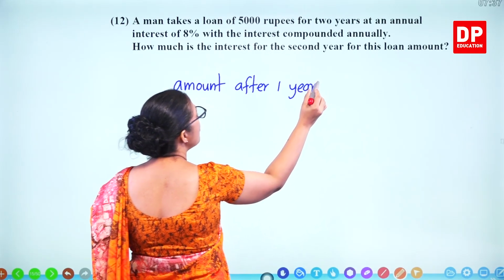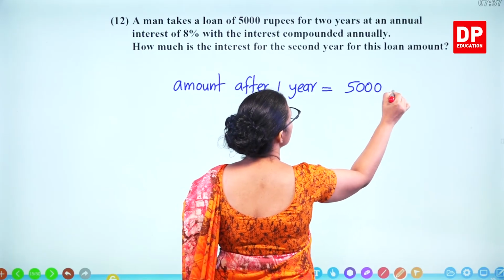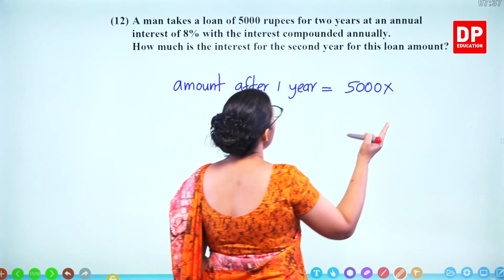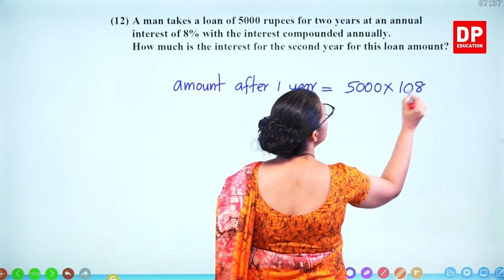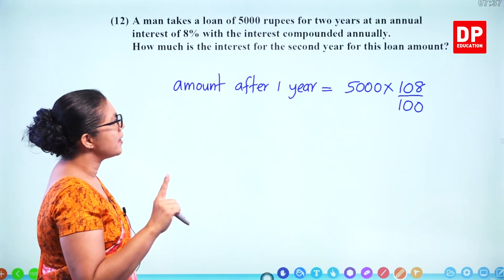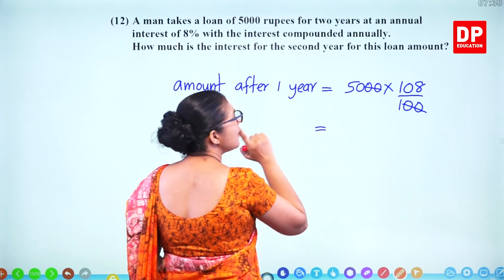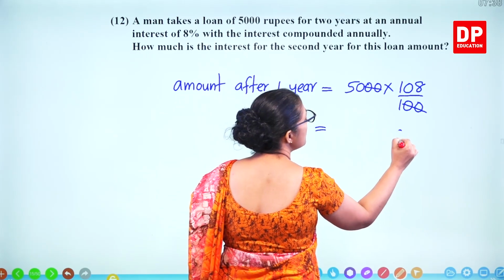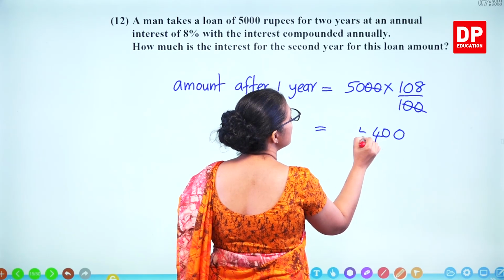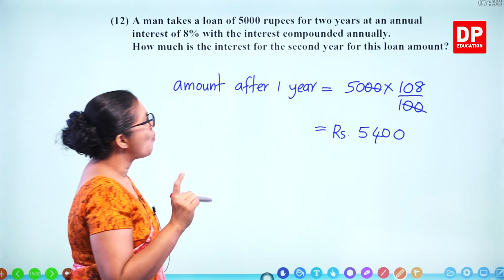So this is compounded annually. So 5,000, 8% means if it's 100, it increases by 8. 108 over 100. That's the amount after 1 year. So first you can simplify, or without also you can do. First we'll simplify. 5 times 8, 40, 5 times 1, 5. That's the amount after 1 year.